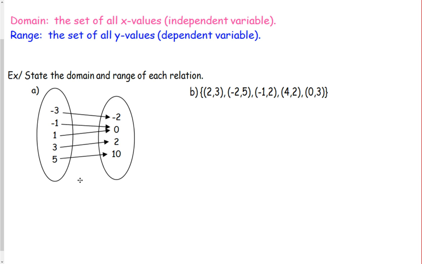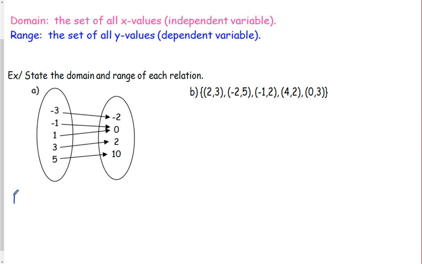The first one is when we've got these kind of like bubbles showing our relations. The next one is a very similar one, but it's showing things as a set of ordered pairs that we could put on a graph. So we're going to try and write the domain and the range. So I'm going to start with the domain, all my possible x values.